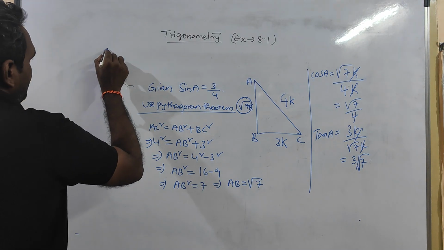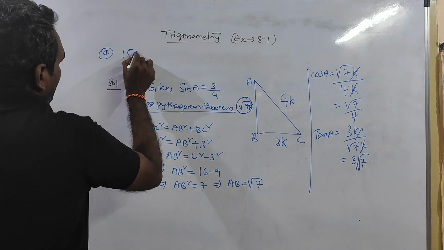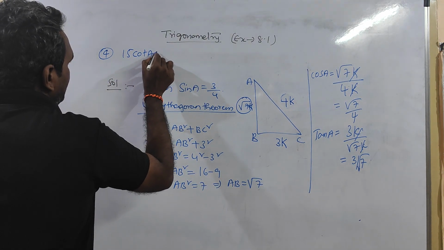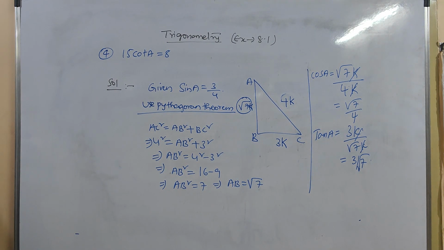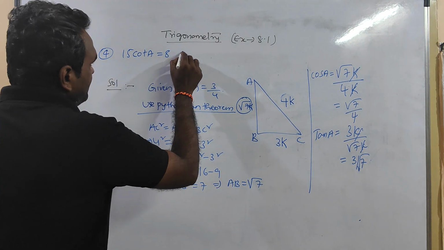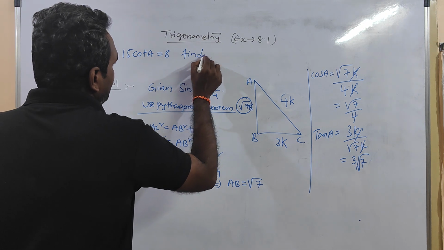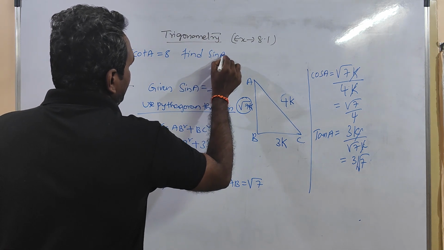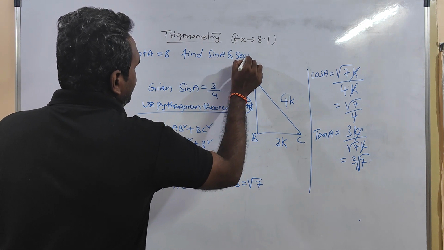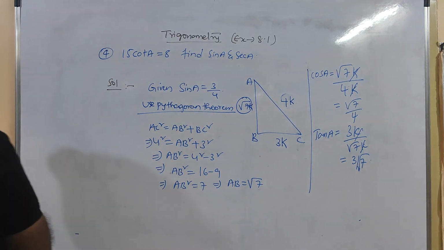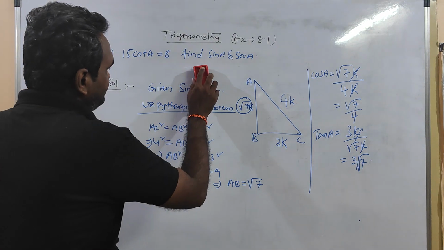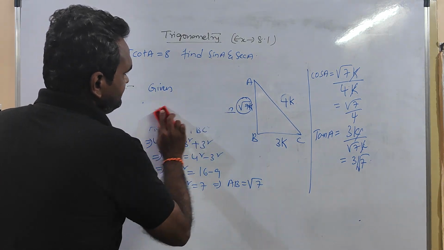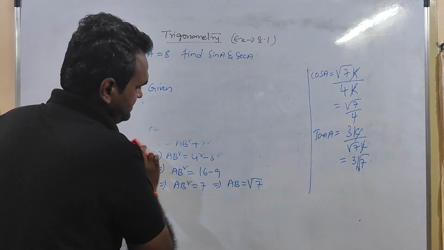Fourth problem: 15 cot A is equal to 8. Find sin A and secant A. This is regarding the fourth problem. 15 cot A is equal to 8. Find sin A and secant A. We will see that one also.